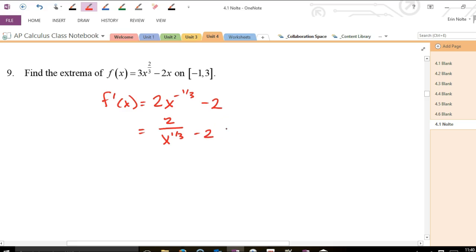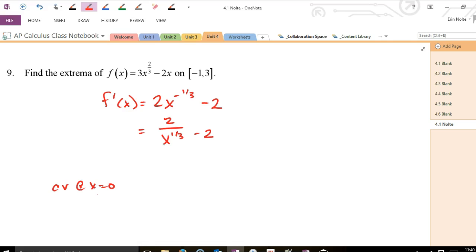Okay, so first thing I want to think about is my critical value. Is there any value that makes a denominator 0? Which value? 0. Okay, so see how the x is in the bottom there? I have a critical value at x equals 0 because 0 makes that function undefined.